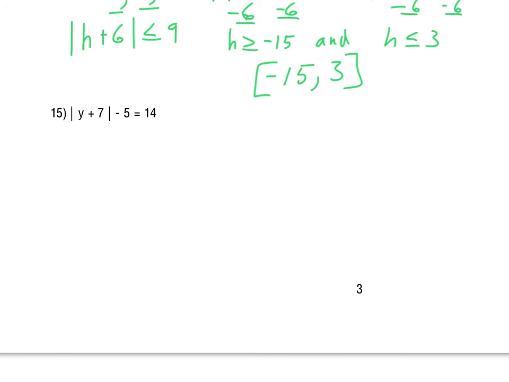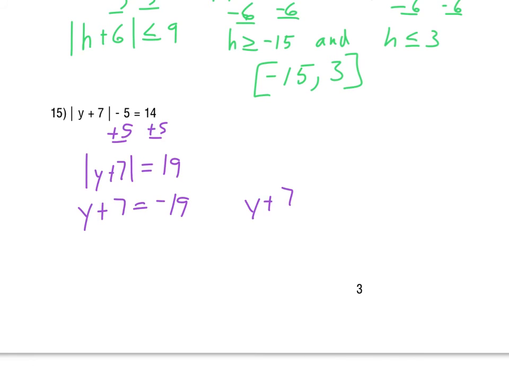And for number 15, we have our absolute value equation. Again, notice we first have to isolate that absolute value, in this case adding 5 to both sides. So we get the absolute value equals a positive 19. Since it's positive, we can go ahead and do our absolute value equation process. So set the y plus 7 equal to the negative, and also set the y plus 7 equal to the positive 19. Really not much to do to solve here, just subtracting the 7. So we get negative 26 for one solution, and a positive 12 for the other.